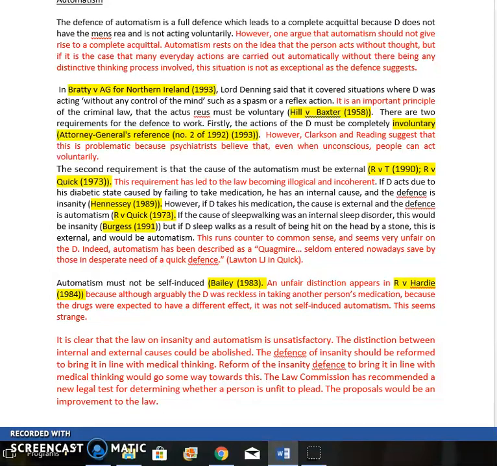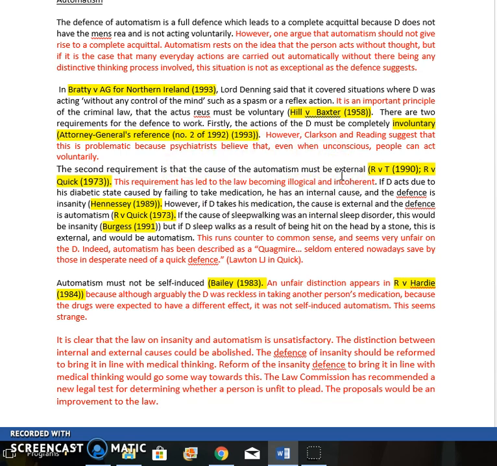The second requirement for automatism is that the cause of the automatism must be external. So in T, in that particular case, we said that extreme stress on the defendant could be an external cause. And in Quick, a nice classic example of this here, taking drugs, be they legal or illegal, that would be an external cause because taking the drug, it's an outside cause, you're bringing it into the body, it's external, so that would be automatism.